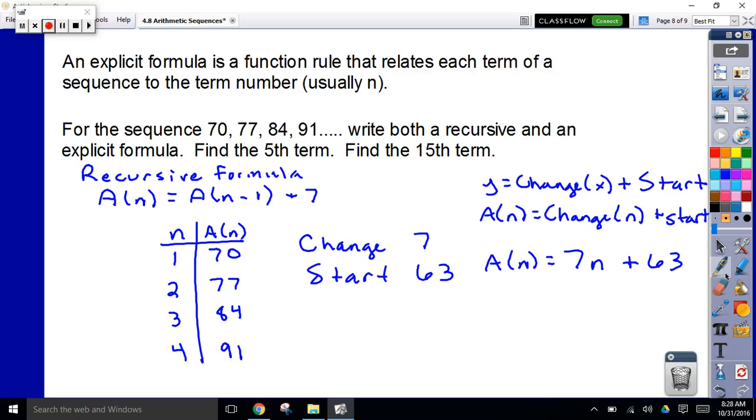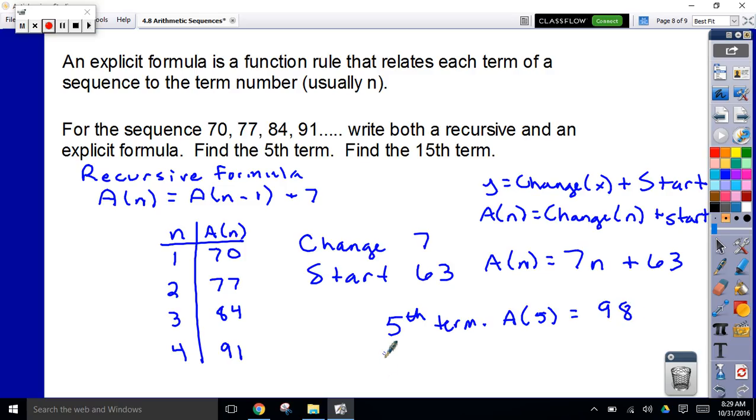Okay, then it asks us to find the 5th term. Now the 5th term would be really easy to find using the recursive formula, because we know we're just adding 7, right? So what would the 5th term be? Gabby? 98? Good. The 5th term, which we could refer to as a of 5, is 98.